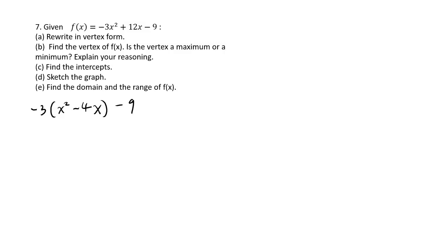And then what you do is you take half of this middle number, the coefficient of x, and that goes inside the square. So it's x minus 2. Half of negative 4 is negative 2. So take that negative 2, put it inside the square.